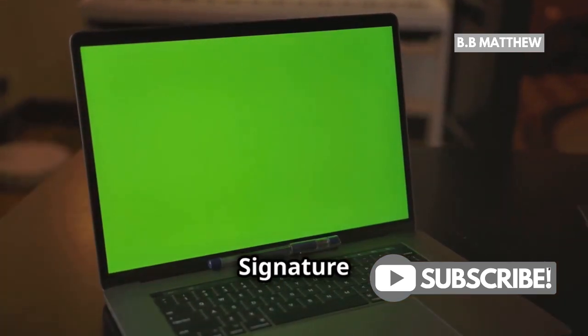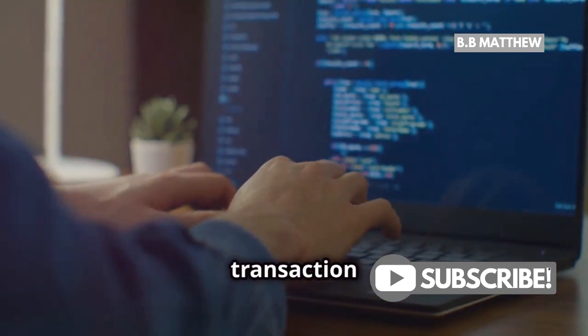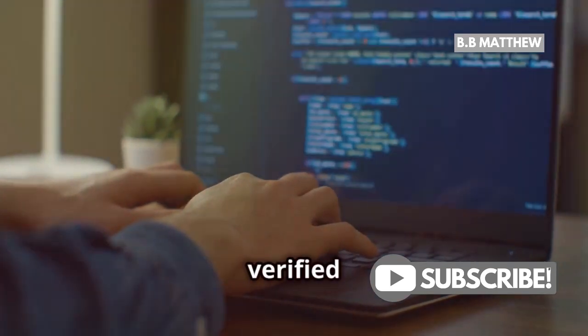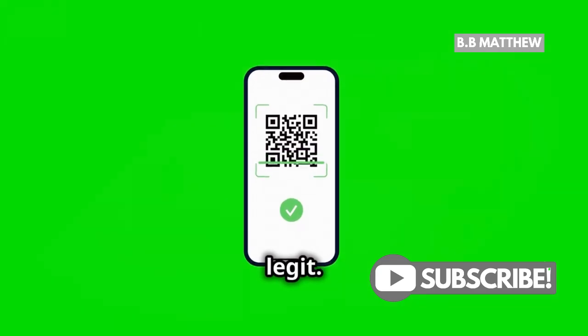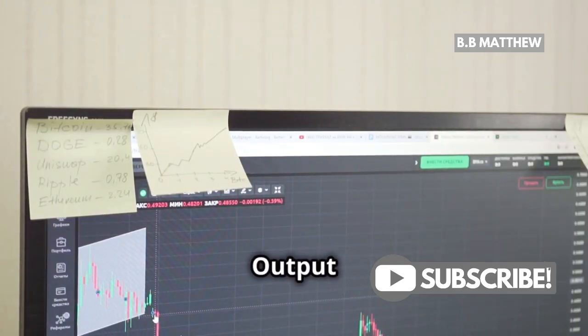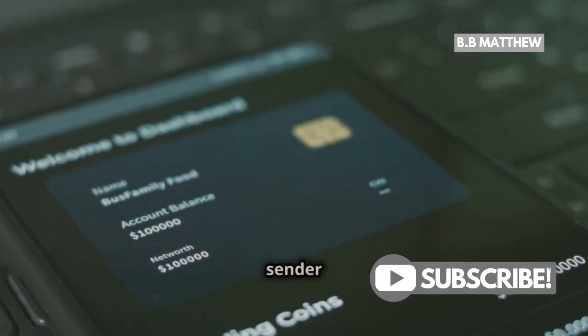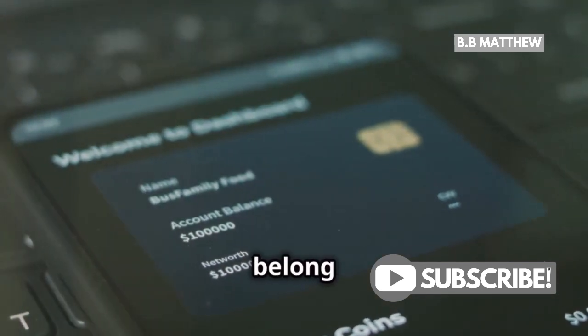Step 1. Signature verification. Each transaction is signed with a sender's private key and verified by the network using the public key. This confirms the sender is legit. Step 2. Input and output verification. The network checks if the sender has enough funds and that the inputs belong to them.